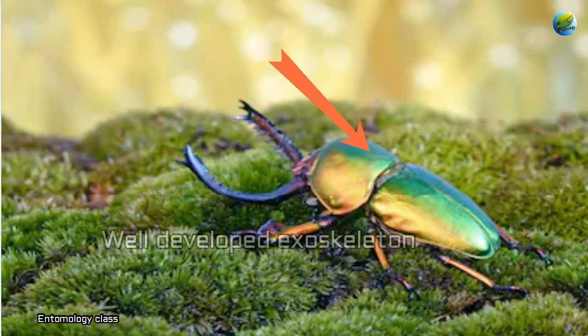The most interesting feature of our phylum Arthropoda is having the exoskeleton. Exo means outside, and skeleton means our bones. That means the organisms of the phylum Arthropoda have their bones outside their body. We, as mammals and vertebrate animals, have our bones or skeletons inside our body, but insects, the invertebrate arthropods, have their bones outside their body, so it is called the exoskeleton.